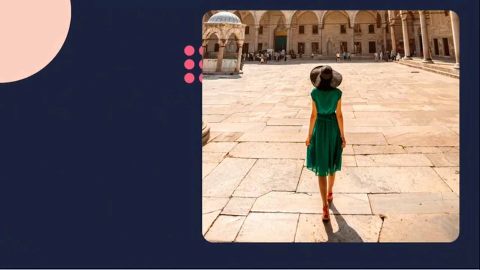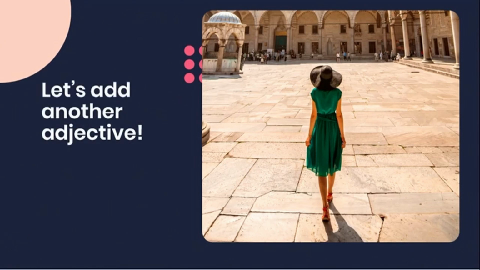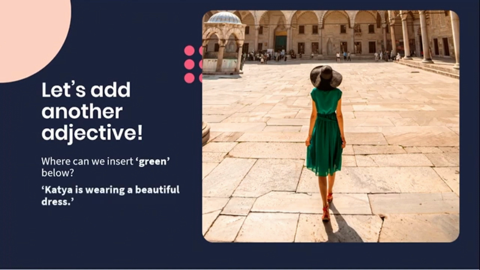Now, I want to add another adjective to describe the dress even more. I want to mention the color of the dress, green. Where can I insert the adjective green in the sentence, Katja is wearing a beautiful dress? As you can see, there is already an adjective, beautiful. So, should the adjective green go before or after beautiful?